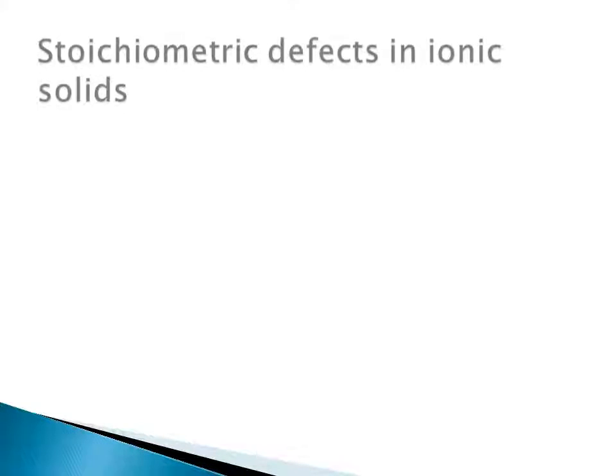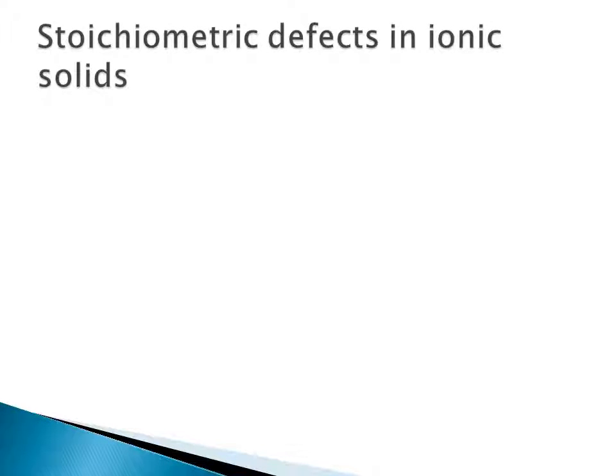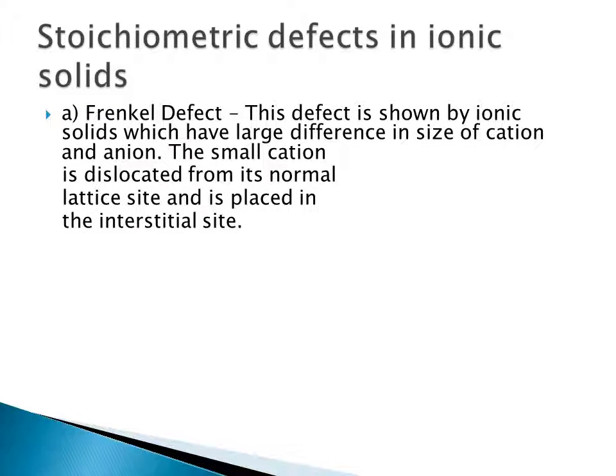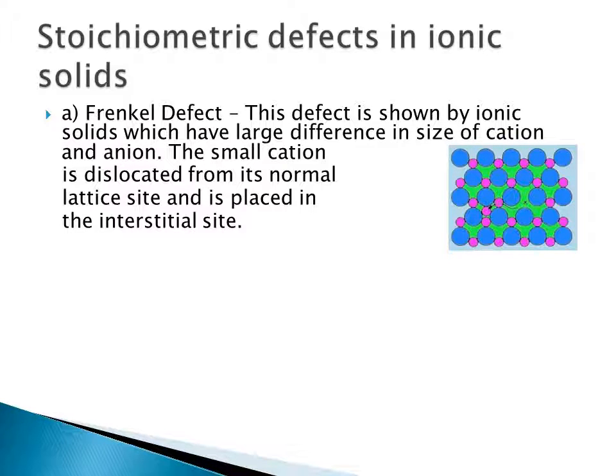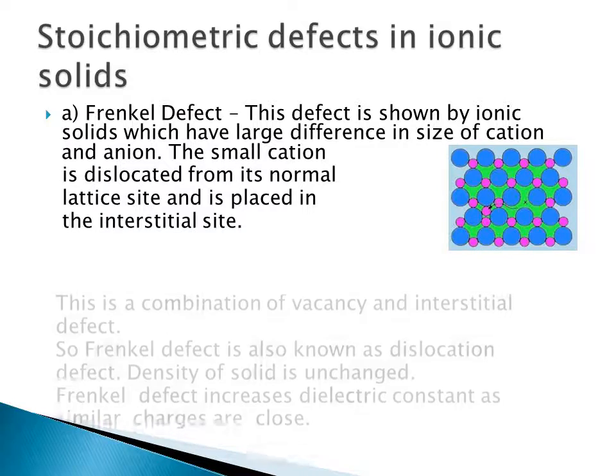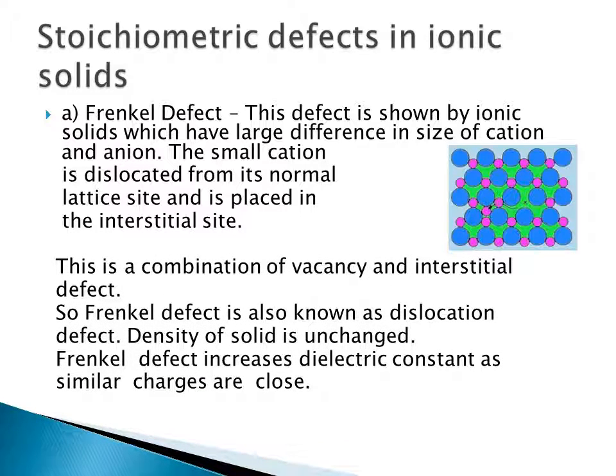In ionic solids, there are two important stoichiometric defects. First, Frenkel defect. In crystals where the cation is small, the small cation moves to the interstitial site from the lattice site. So, the lattice site is empty. This is a combination of vacancy and interstitial defect. Remember, density will not change.